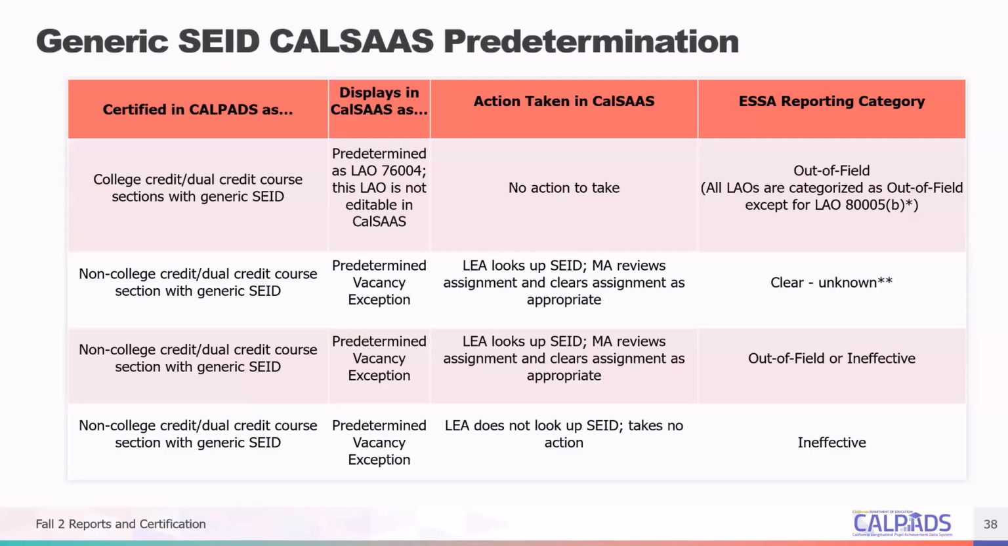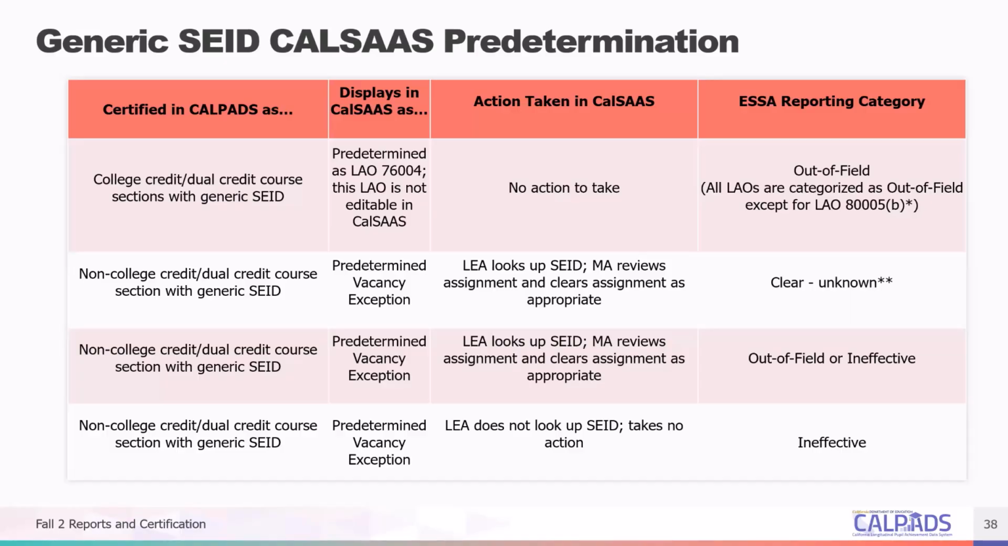Here again is a table showing you the consequences. If you look at the top of the table on the left, it says college credit, dual credit course, sections reported with a generic SEID. CalSAS, it's predetermined through local assignment option of 76004. There's no action for you to take. The ESSA reporting category, if you do not use 76004, would be out of field, okay?